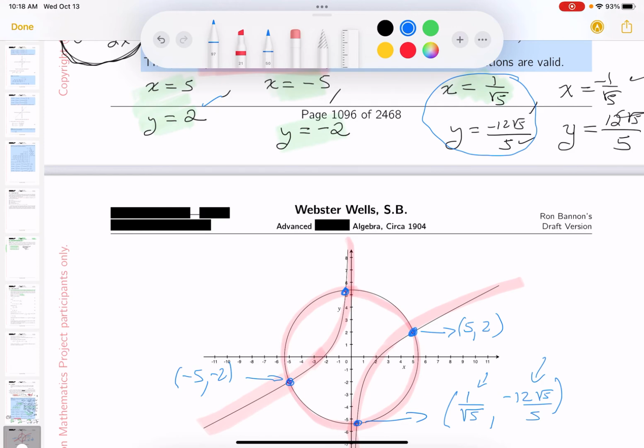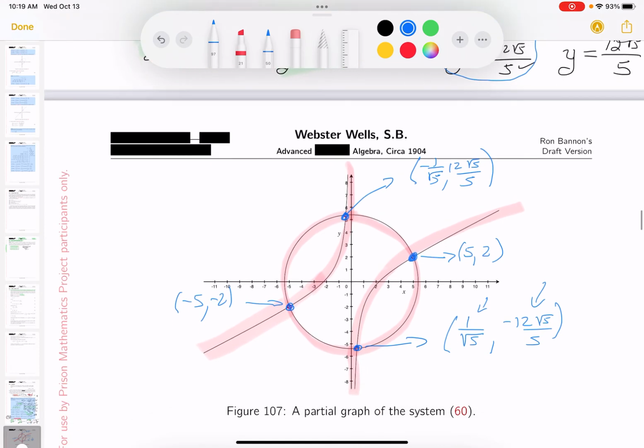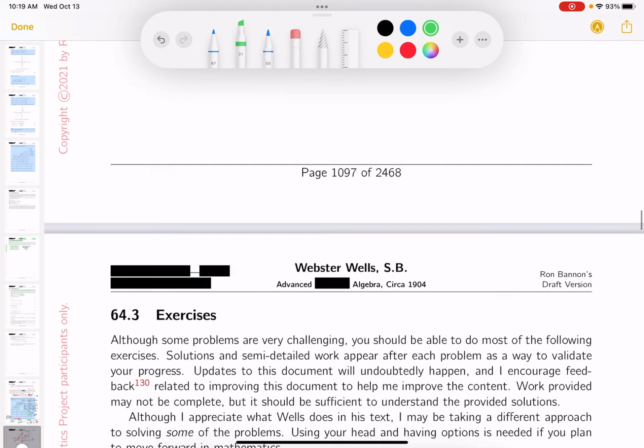Let's talk about this point over here. Again, I'm looking at a picture. I'm trying to learn from that. Which is going to be (-1/√5, 12√5/5). And you see some symmetry over here. Again, my recommendation is to use a calculator to approximate those numbers. All right? So let's keep moving forward and see what he has next for us.